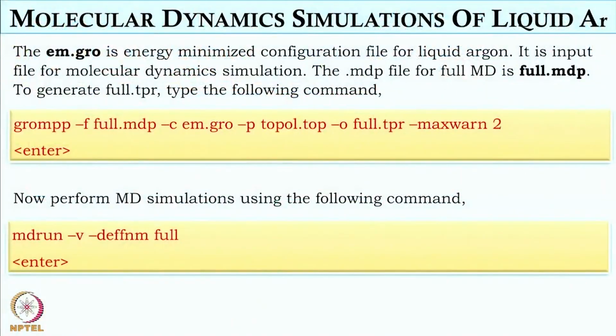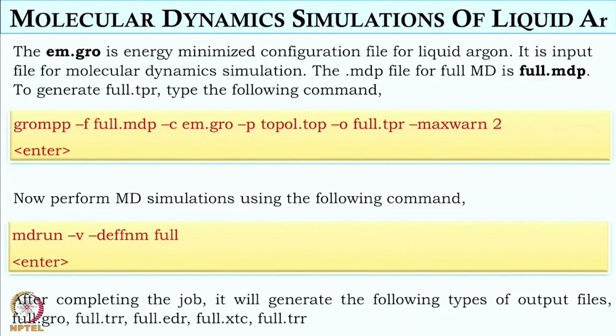So here the output file we are getting is full.tpr. And now we'll run this full.tpr using the command mdrun to get the trajectory. So again, with -deffnm, all of the files will have the same initial name, full. Then we'll get the files full.gro, which will be the gro file after full MD simulation, then full.trr, full.edr, full.xtc. So all will have full, though it can be any other name also.